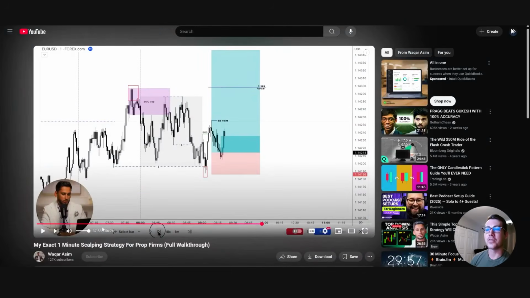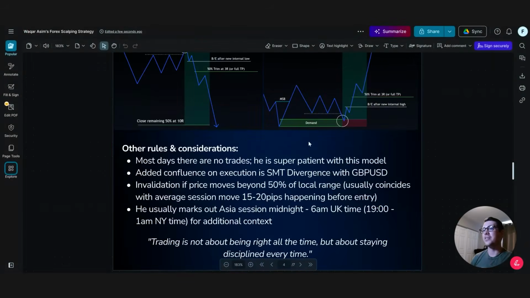It was like almost a full hour. I think he took like 2 trades when he was kind of backtesting with TradingView or something. And so he's super patient with this model. He says a restricted trader is a profitable trader. So he has very specific windows he trades, very specific criteria he's looking for. He also has some additional confluences and invalidations.